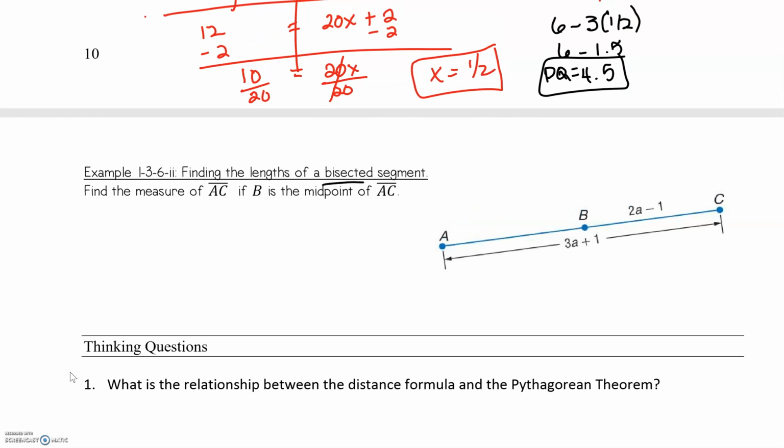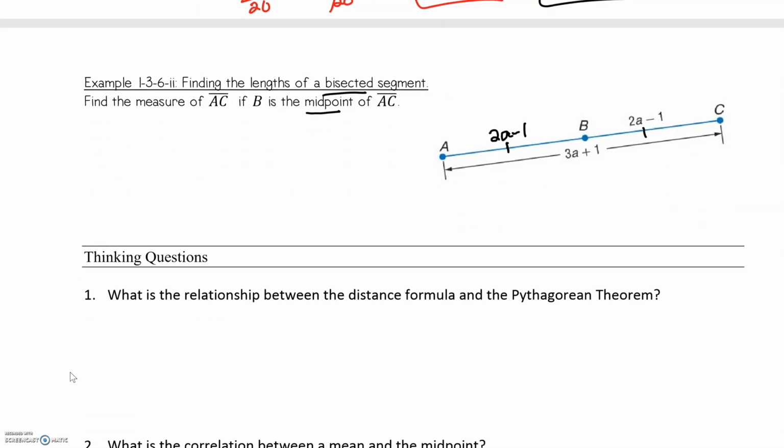It is being bisected. We have a midpoint, so this being in the middle, this is congruent to this. So again, you can either write 2a minus 1, or you can take half of this and set it equal. But a lot of people like to write it in, fill in all the pieces, and then take this left and this right and add them together to the total and set it up that way. So I want you to try this one, and then we will check as you finish and see if you've got it right.